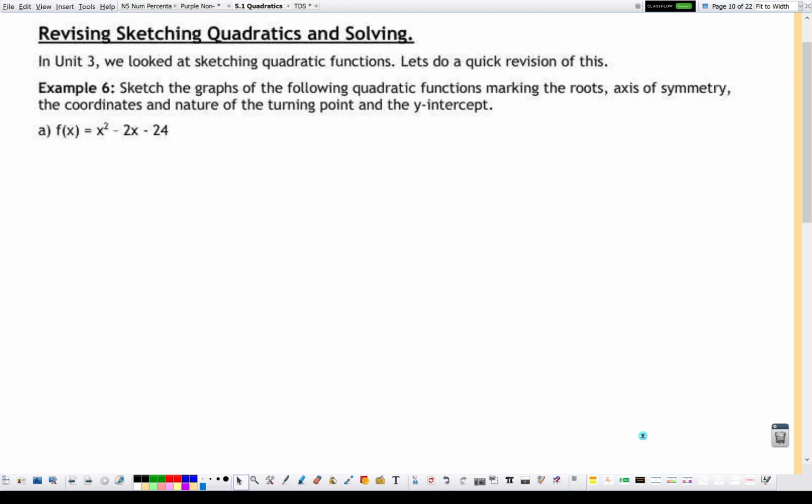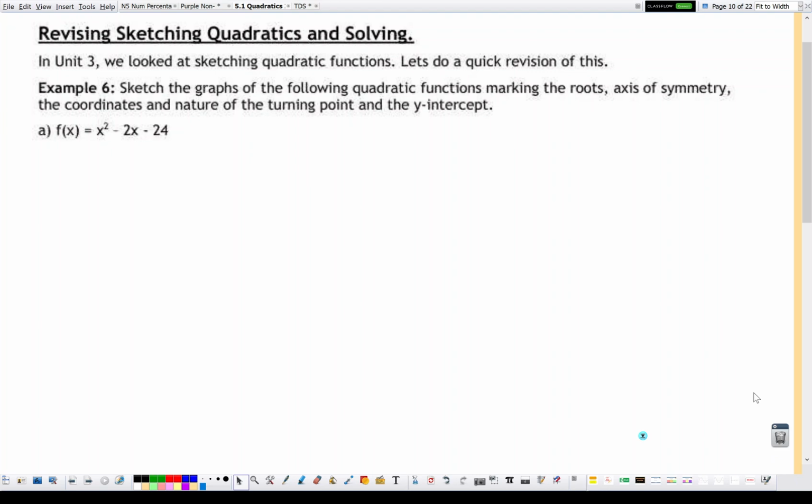So we're on to now revising sketching quadratics and solving them. So kind of identifying all these different properties of a quadratic function, the roots, the axis of symmetry, the coordinates and nature of the turning point, and the y-intercept, and finding out all those individual little bits and then actually sketching the graph of the function. Okay, so that's what we're on to just now.